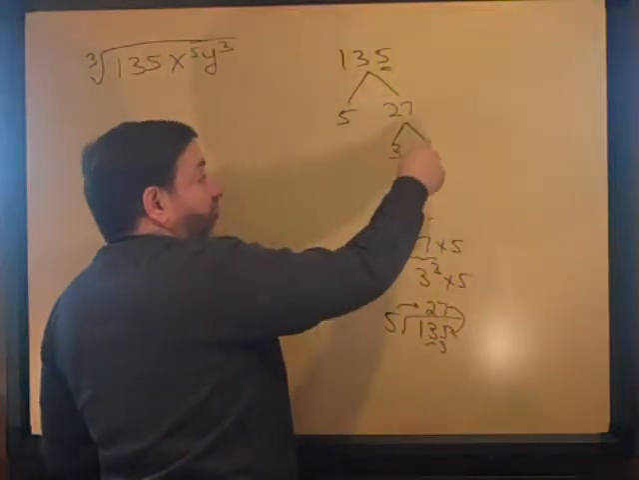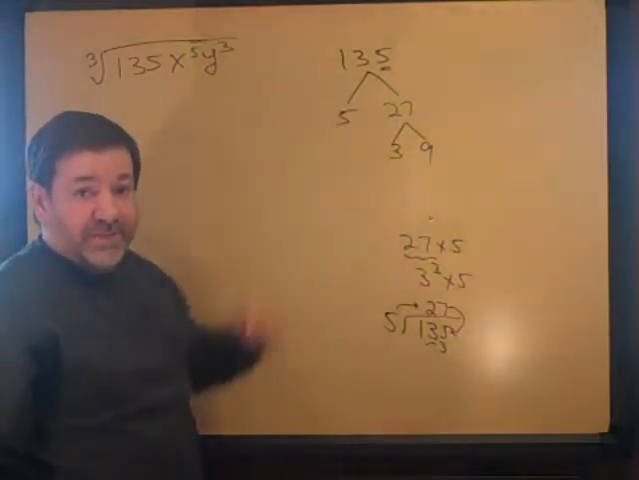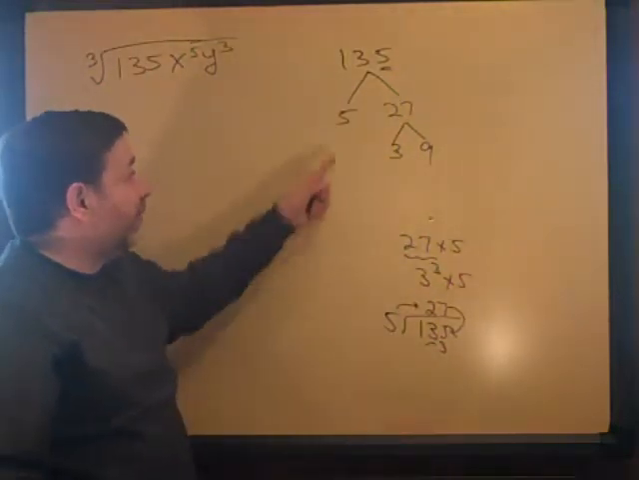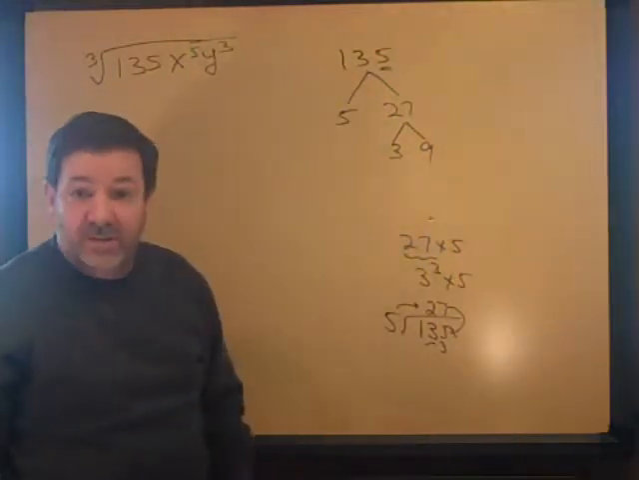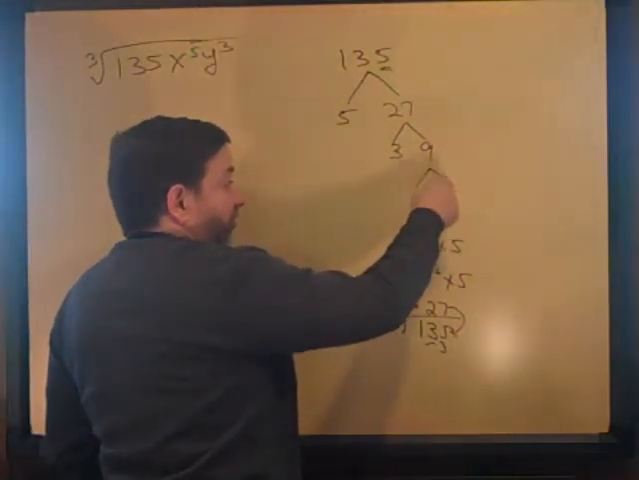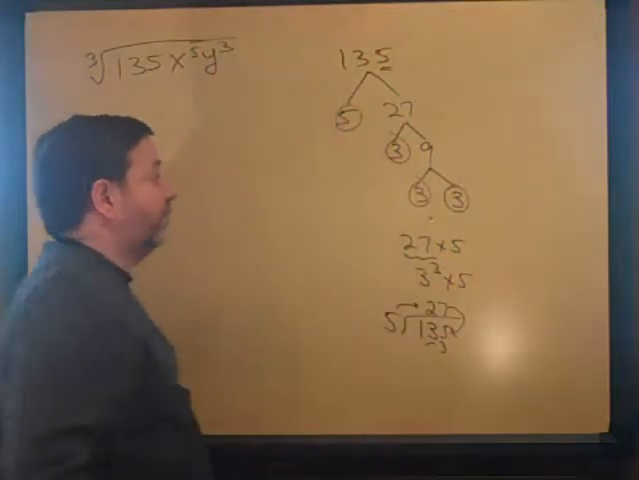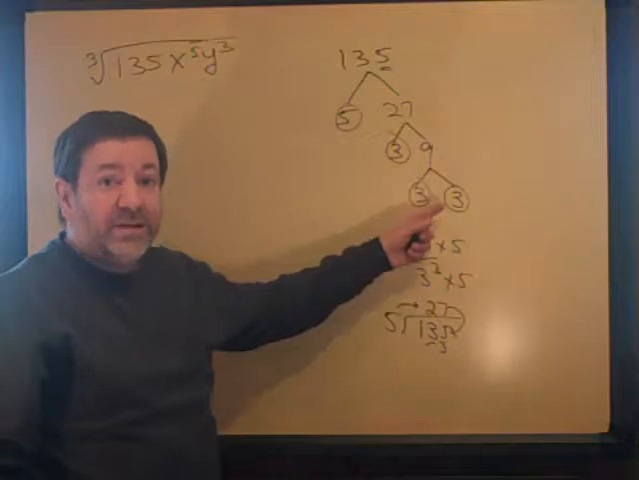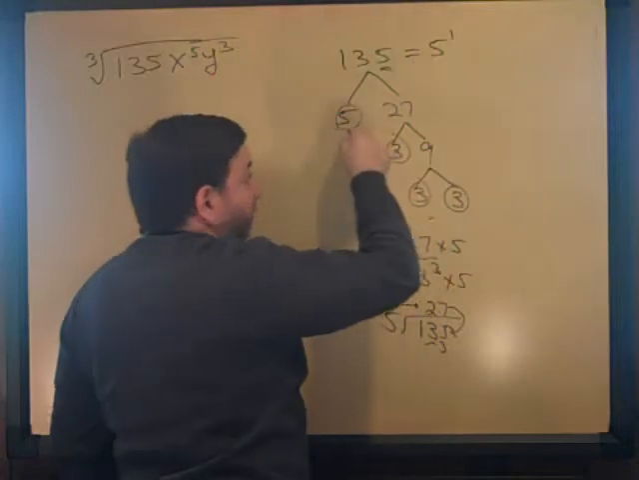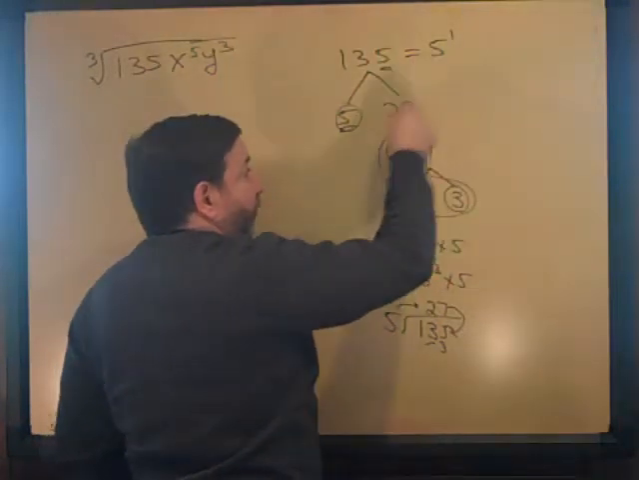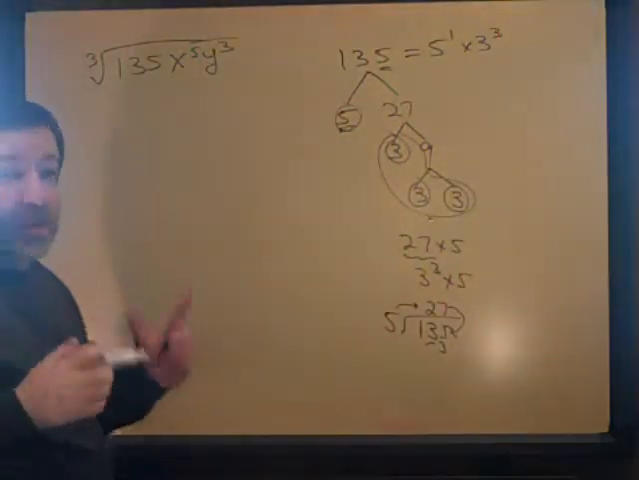But 3 times 9 is 27. So 5 times 3 times 9 is 135. In fact, 5 times 3 times any way you write 9 is 135. And 9, of course, is 3 times 3. These numbers are prime. That is, 5 times 3 times 3 times 3 is 135. 5 to the 1 is only 1 5, times 3 cubed. Okay, so that was the hardest part of this problem.